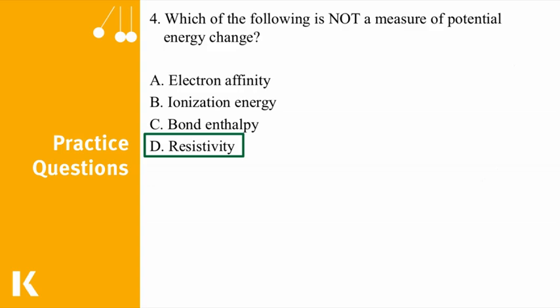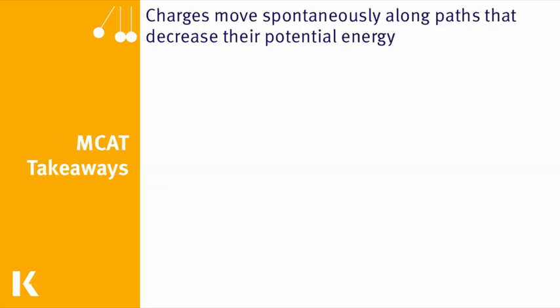In all three of these cases, we have a positive nucleus interacting with negative electrons. This means we have a force of attraction between the two. In electron affinity, we're talking about how much energy is released when those electrons go towards the positive nucleus, forming an anion. Ionization energy is the energy required to pull the electron away from the positive nucleus, creating a cation. And bond enthalpy is the energy required to break a bond, which removes electrons from that positive nucleus in a bond.